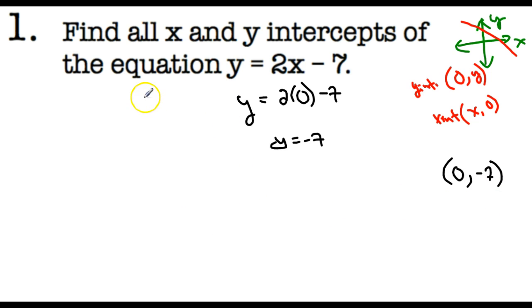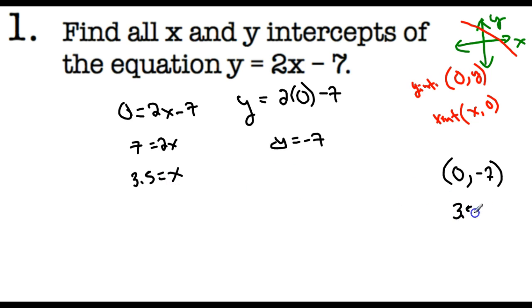The next one, I'm going to put in 0 for y, and then solve for x. So I'm going to add 7 to both sides, and then divide by 2, and I get 3.5 is equal to the x-intercept. So x is 3.5 when y is equal to 0. And that's number 1 for us.